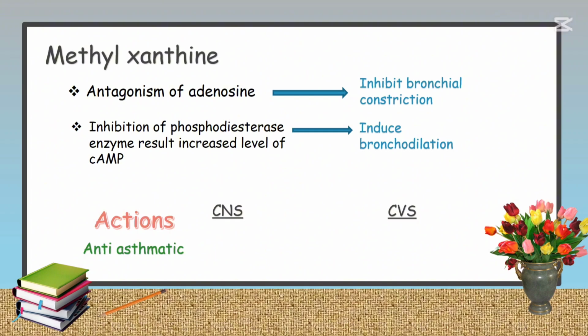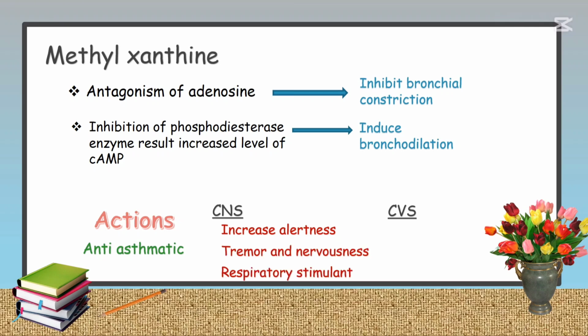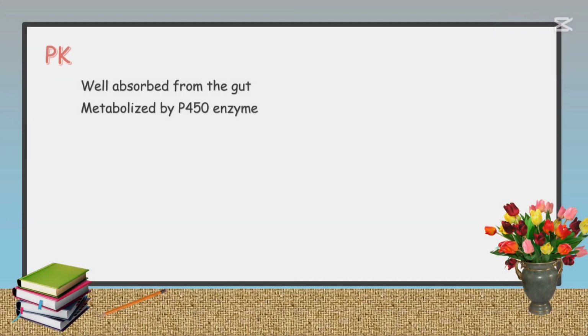Methylxanthine stimulates the central nervous system, and it increases alertness. They can cause tremor and nervousness. It acts as a respiratory stimulant. In the cardiovascular system, it stimulates the heart, having positive chronotropic and inotropic action, while relaxing vascular smooth muscle. They cause generalized vasodilation. Let's look at pharmacokinetics.